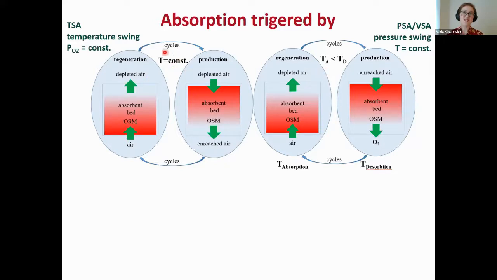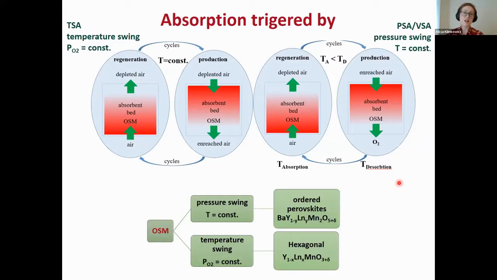It shouldn't be temperature constant, it should be this one. I've got the labels on the other side, sorry. So for the temperature swing processes, the regeneration step and production step occur at different temperatures, but we keep the oxygen partial pressure constant. As you can probably guess, for the pressure swing process, we swing the pressure. So we change the oxygen partial pressure, and we keep the temperature constant. But effectively, the process is very similar because we also work in cycles of absorption and regeneration.